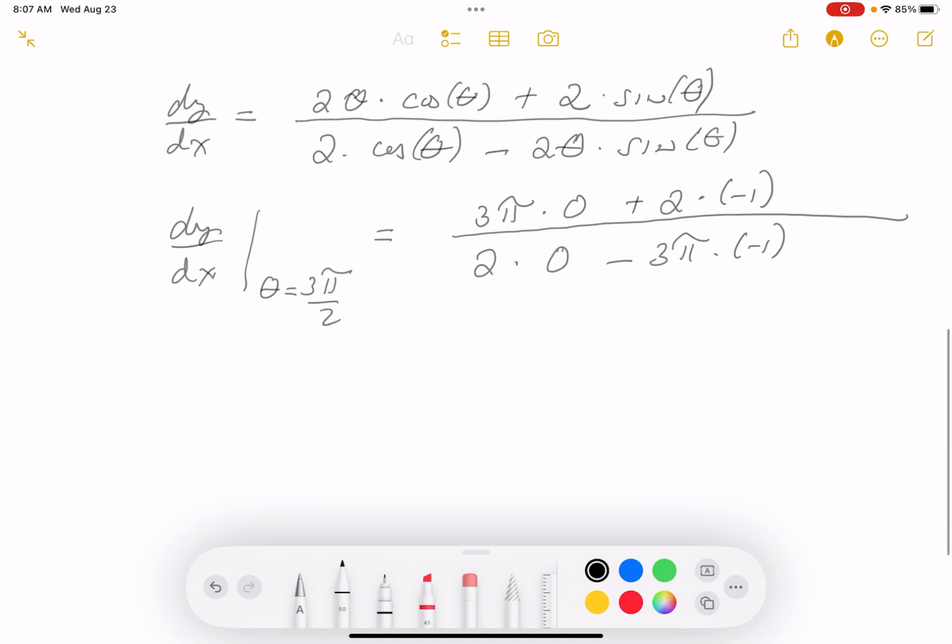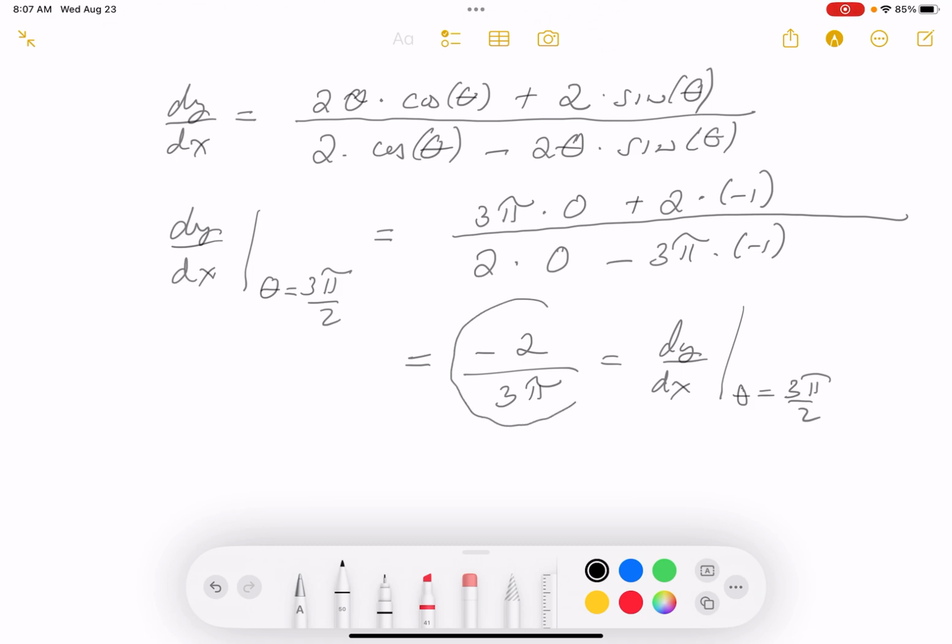I need to simplify that. And what do you get on top? We're looking at it relatively simple. It's just simply minus 2. On bottom, relatively simple. It's just 3 pi. So this is dy/dx when theta is equal to 3 pi over 2. Again, I want to emphasize that was the question they asked for. Certainly I'd be looking at the answer key and making sure that this is the answer listed in the key. All right, that is minus 2 over 3 pi.